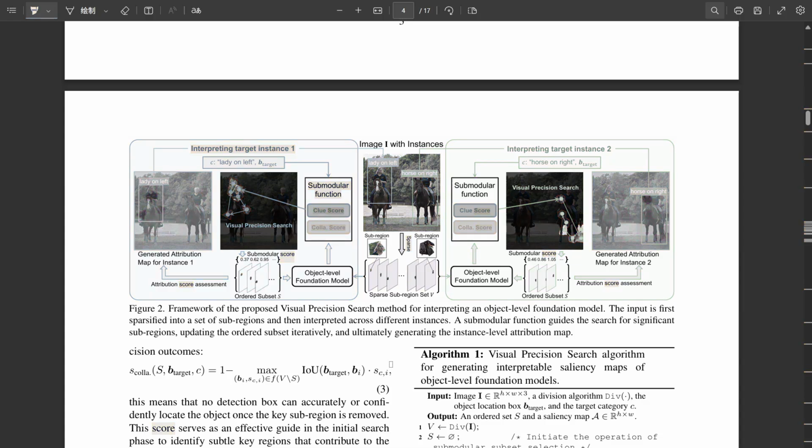So the academic innovation is in defining importance using these two complementary scores, the clue and collaboration scores, proving that this definition results in a submodular function, which then allows an efficient, theoretically backed search to find the most important visual regions. Precisely. It's a theoretically grounded search on the input space that bypasses the internal complexities of the foundation model. It tackles the problem from the outside in, using some pretty clever design. Okay, that makes a lot of sense from an academic and algorithmic perspective. Very neat. But why does this innovation matter in practice?